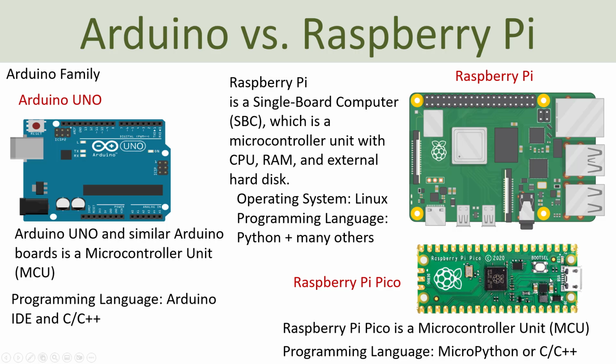For the Raspberry Pi Pico, you can also use C or C++. And for the Arduino, you typically use the Arduino integrated environment and the C and C++ programming environment.